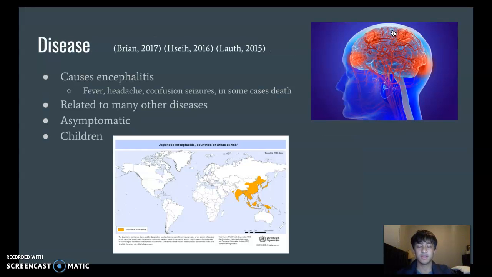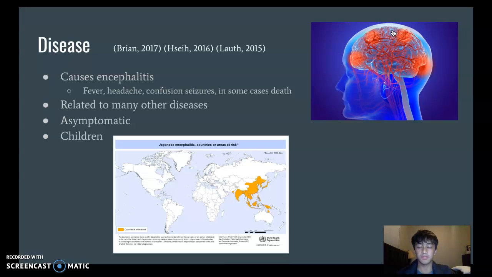JEV causes encephalitis and is actually the cause of viral encephalitis in Asia. The disease is related to dengue, yellow fever, and West Nile virus. The disease encephalitis is basically an inflammation of the brain. The symptoms following the disease are usually a fever, headache, and in some rare cases, death.